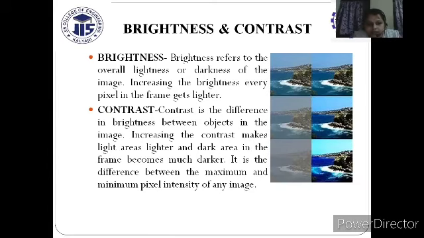Next, the contrast. Contrast is the difference in brightness between objects in the image. Increasing the contrast makes light areas lighter and dark areas in the frame much darker. In the right side images, you can see that the dark portion of the image is darker and the light portion of the images is lighter. Contrast is the difference between the maximum and minimum pixel intensity of any image. Basically, any image consists of pixels and each pixel has some value.